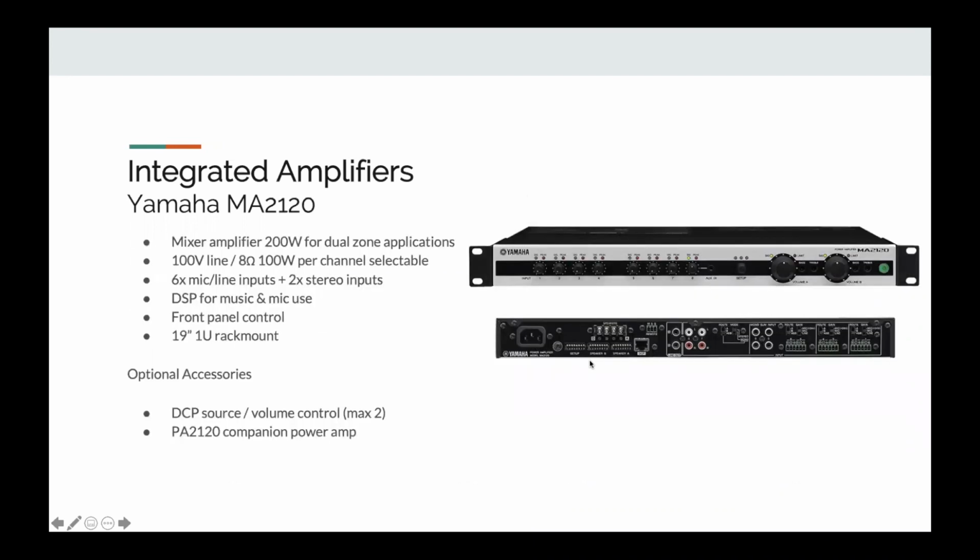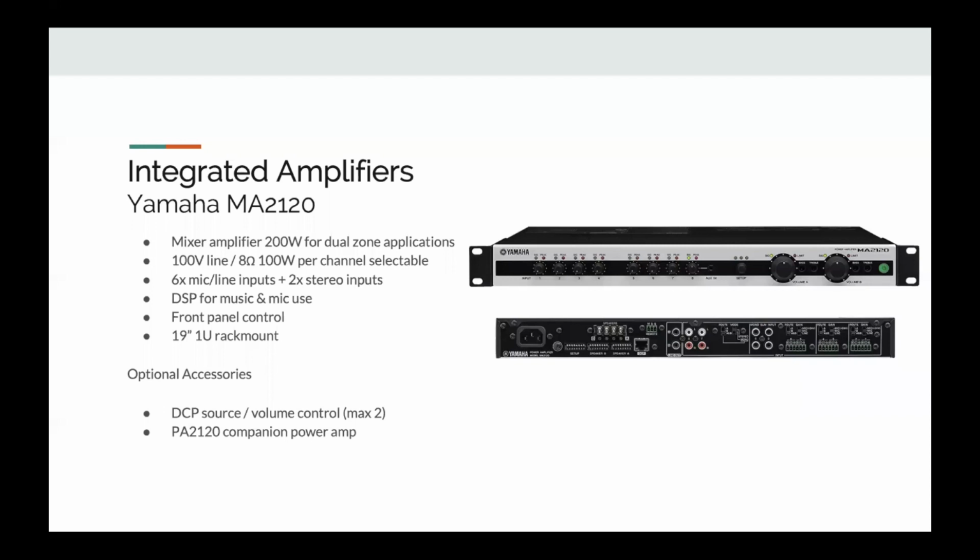The bigger product in this series is the MA2120, and once again, it's a 1U product. It's got up to 8 inputs. 6 of those can be mic or line, and 2 of those can be stereo. It runs 100 watts into 8 ohms or 100 volts line system. It has a relatively simple DSP for both sets of outputs with separate bass and treble. Again, very simple to configure and for your customer to use, only exposing the things that you're likely to want them to use from the front panel.